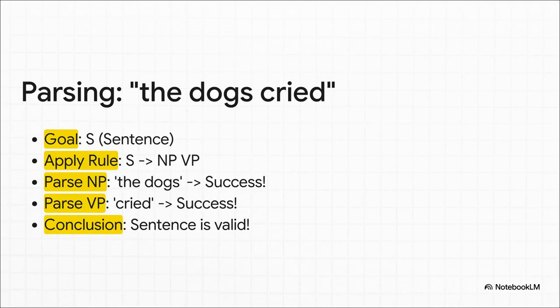The parser starts with the big goal, find a sentence, S. It knows a sentence can be a noun phrase followed by a verb phrase, so it checks. The dogs, yep, that's a noun phrase, success. Then it checks, cried, yep, that's a verb phrase, success. So the whole thing checks out. It's a valid sentence, mission accomplished.